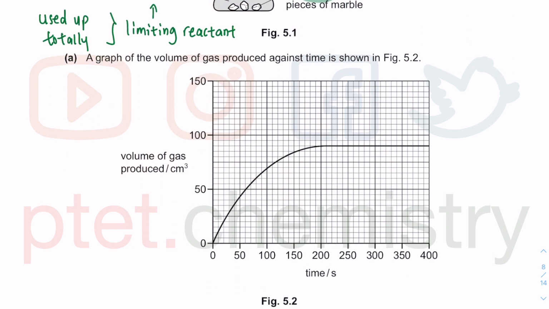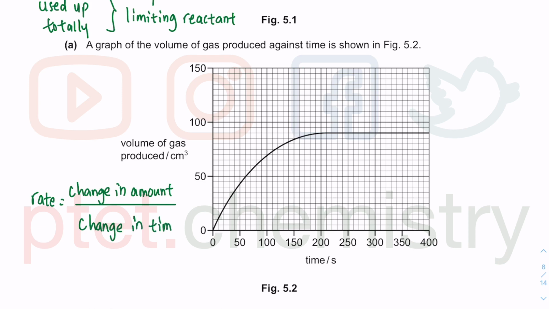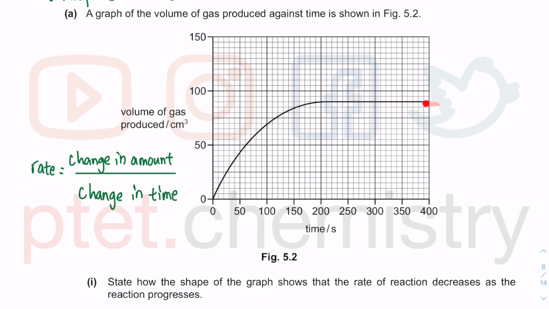So a graph of the volume of gas produced against time. This is how much of the gas gets produced over time. So the rate of reaction is going to be the change in the volume of gas, the change in amount, which in this case is the volume of gas, over the change in your time. How much it changes over time. This is basically the gradient of the line. The gradient of the line at various time points is going to tell you what is happening to the rate of reaction. When the line is horizontal, the gradient is going to be 0 because the rate has come to a stop and the reaction has finished at this point, which is 200 seconds.